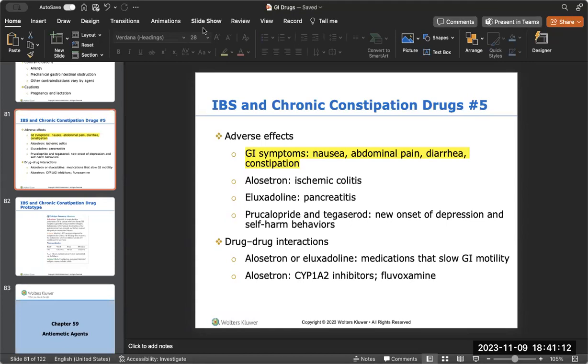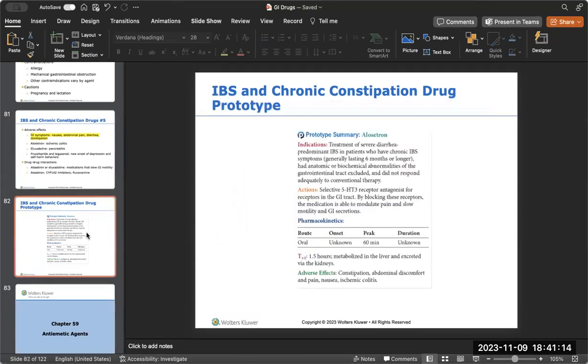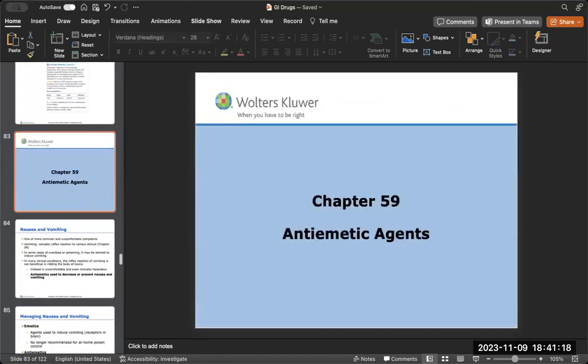Okay, so I would review these. I wouldn't spend too much time heavily trying to look at these drugs. Any questions before I go into the antiemetics?